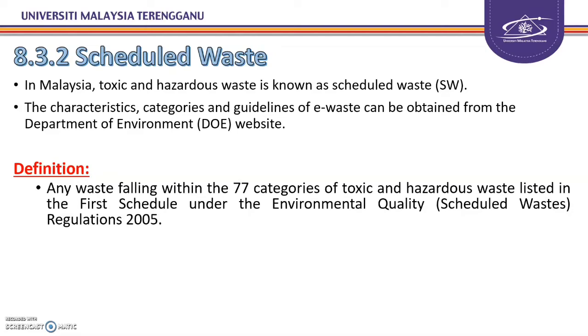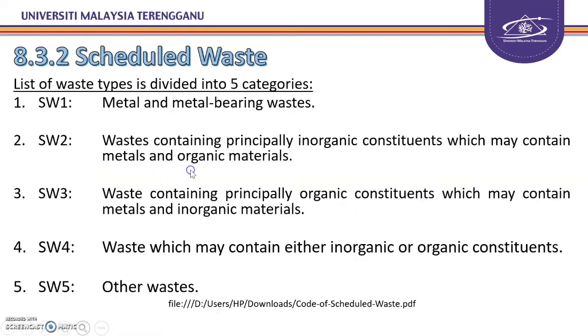So there are 77 categories listed under this schedule waste. This listed schedule waste is divided into 5 categories. So the 77 fall into these 5 categories. The coding is based on SW1 until SW5.